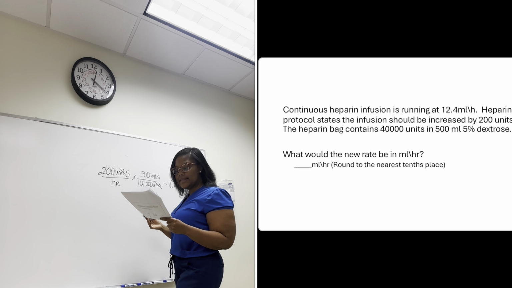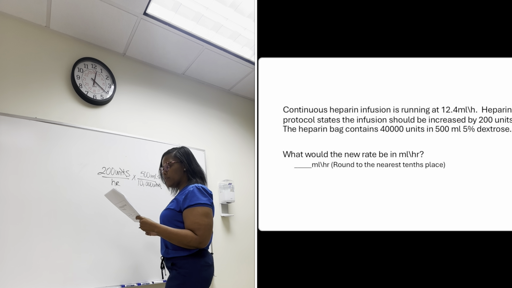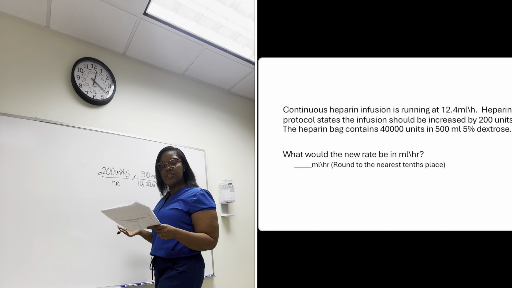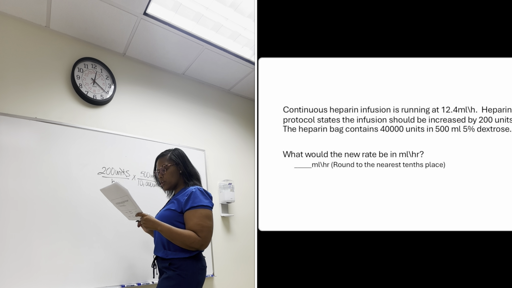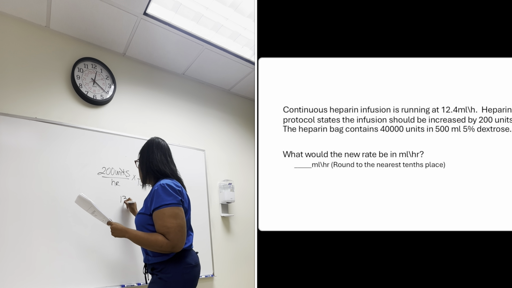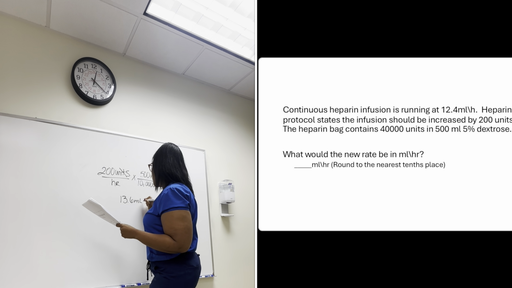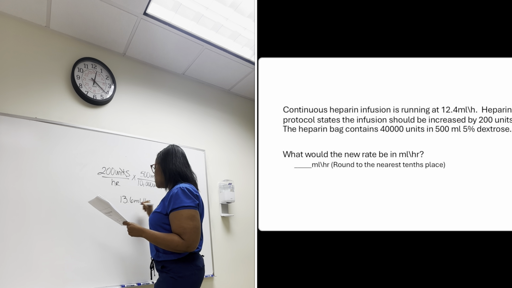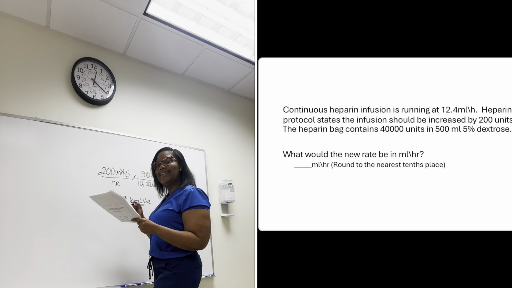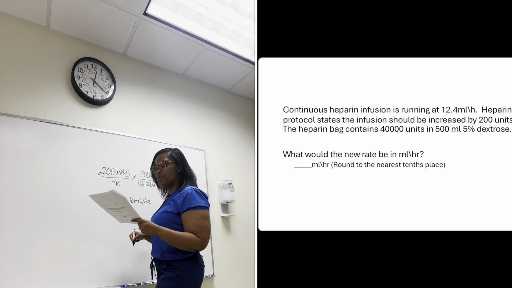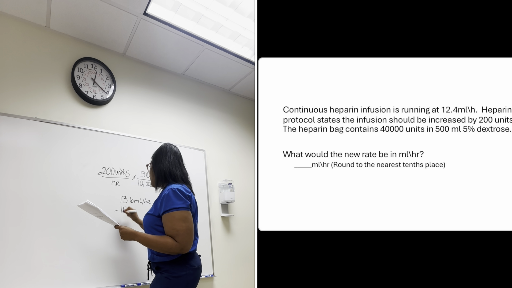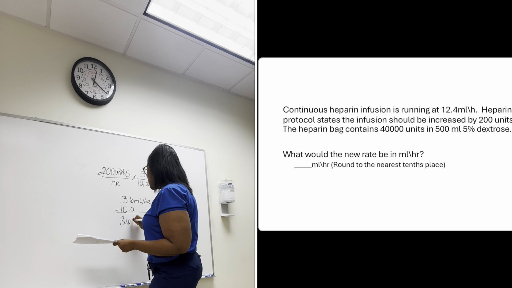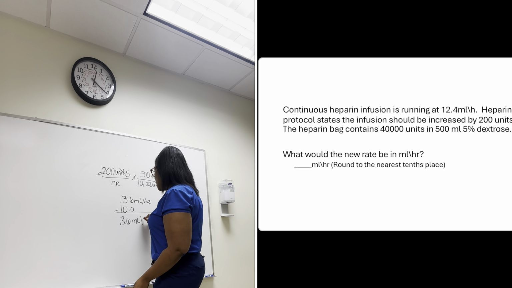But we are not done. This was after we got the patient's PTT, so we have to adjust the rate. It is currently infusing at 13.6 mLs per hour. The problem says that the rate should decrease by the 200 units. So we will have to subtract our 10 mLs, which gives us a new rate of 3.6 mLs per hour.